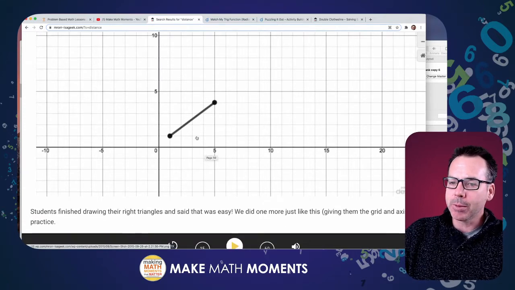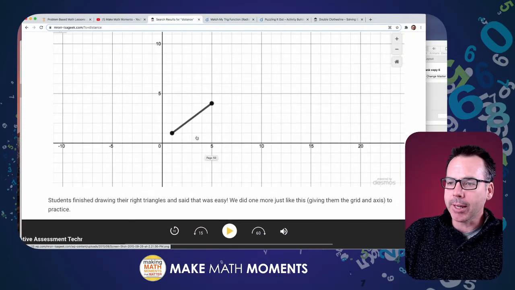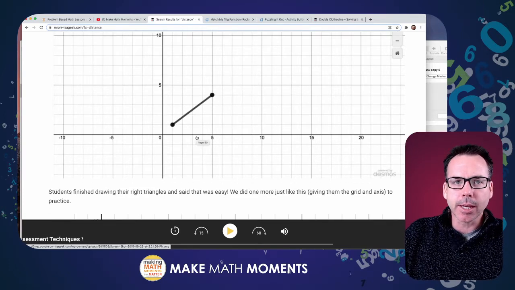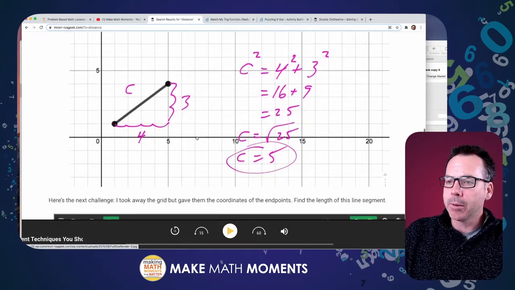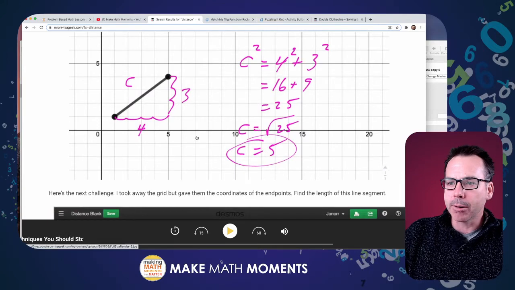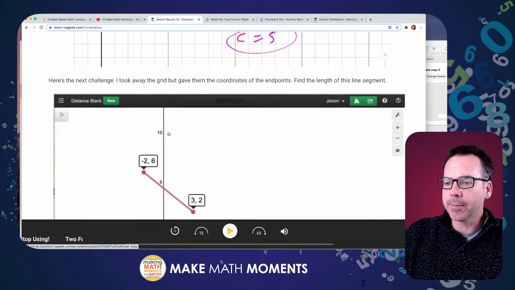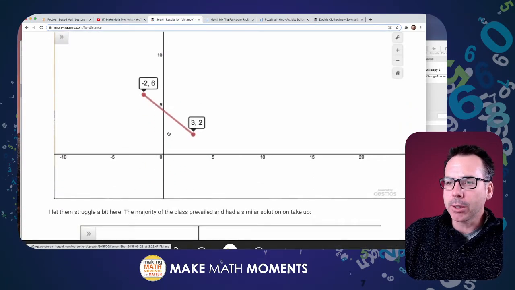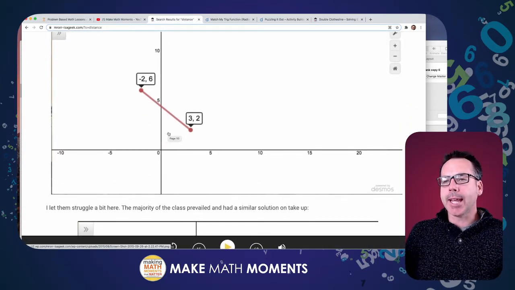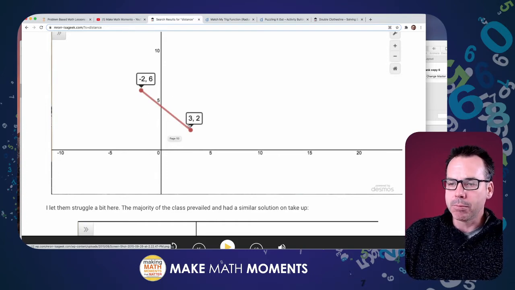And when I did this with my students, kids immediately were like, okay, because they were already thinking of a plan along the way. And so kids immediately went to the Pythagorean theorem. They counted 3, they counted 4, they built the Pythagorean theorem right there and solved for the distance. And so I said, okay, well, what happens if I took the grid away, right? So if I can't count. And so we went through this problem.